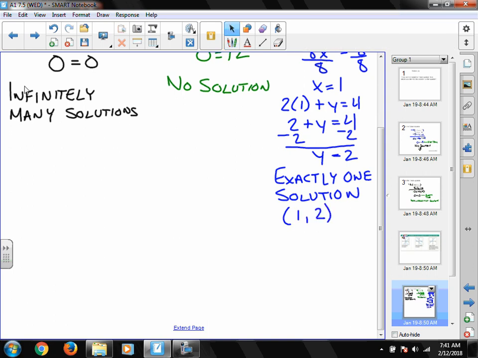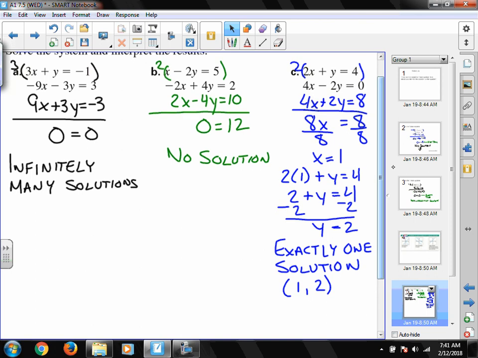So any of these are possible. You just have to go through the work and find what you can. So they'll kind of start mixing those in with your homework, and the only way to figure it out is to just work out the problem.